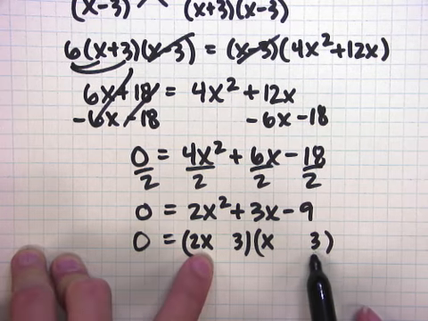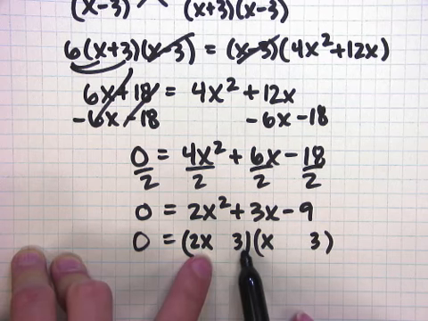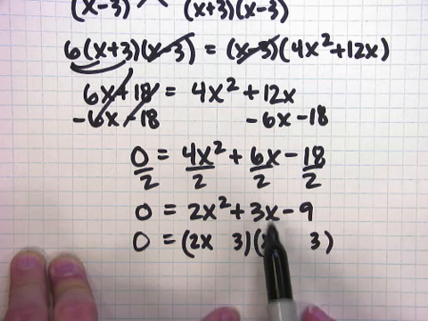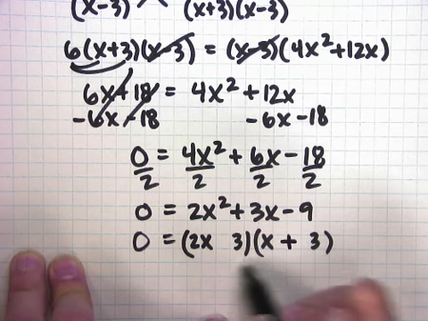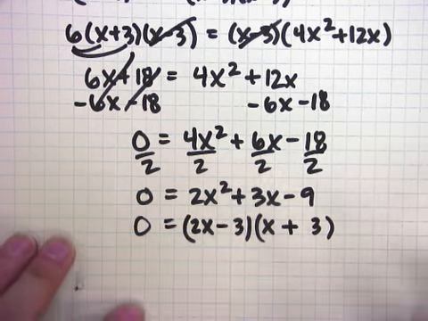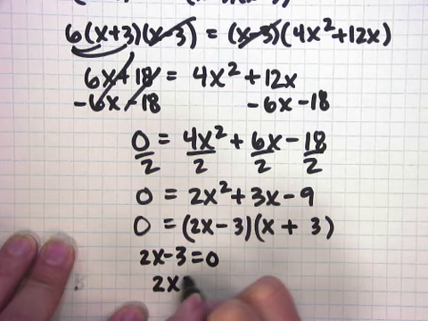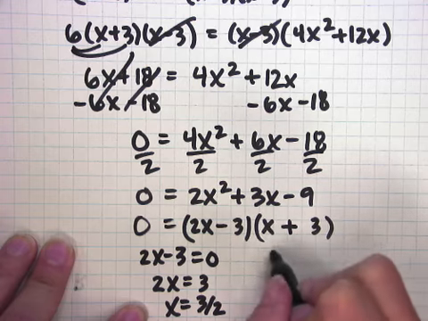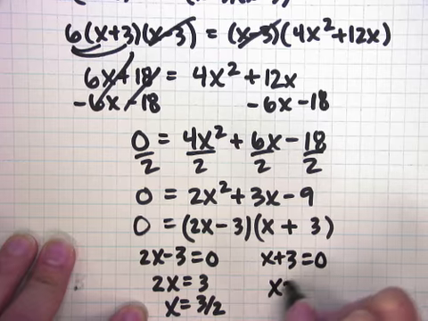2x times 3 gives me 6x. And here I get a 3x. So I want 6x and 3x to combine in such a way to give me a positive 3x. So I know I want it to be a plus 6x. So I've got to put my plus sign here to get a plus 6x and my minus sign here to get a minus 3x. Now I set each factor equal to 0 and solve. So I get x equals 3 halves, or I get x plus 3 equals 0, so x equals negative 3.